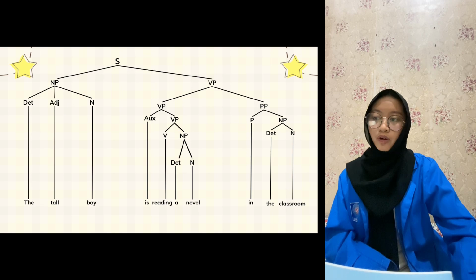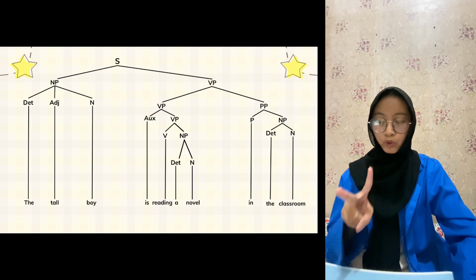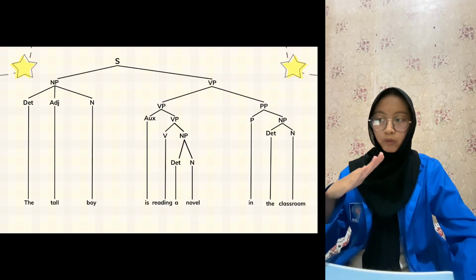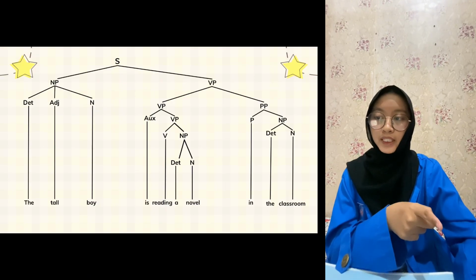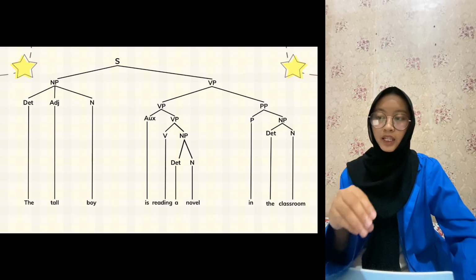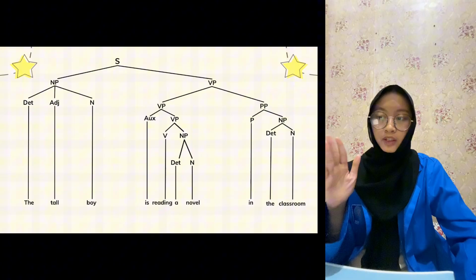Last is PP for prepositional phrase. We divided it into two: P for preposition, and NP for noun phrase. For the noun phrase, we divided it again into two: determiner, and also noun.